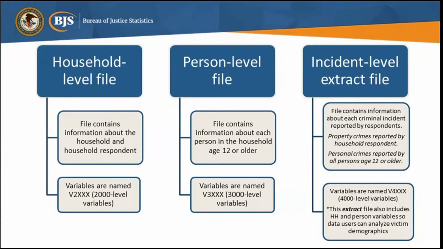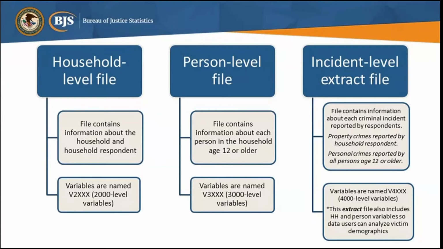The incident file contains information about each criminal incident reported by respondents. Personal crimes include violent crimes and personal larceny and can be reported by any person aged 12 or older. Property crimes are classified as household level crimes and reported by the household respondent. Incident level variables are named V4XXX, or 4000 level variables. Remember what I said earlier about the incident level extract file having household and person demographic characteristics on it. The household level variables would be named V2XXX, and the person level variables would be named V3XXX on this incident level extract file.